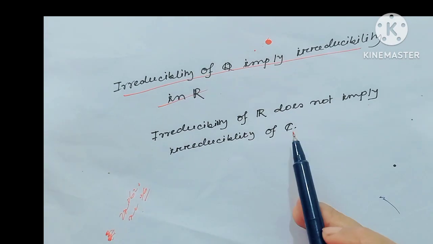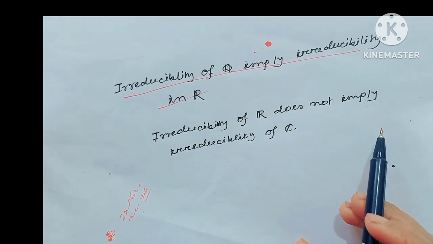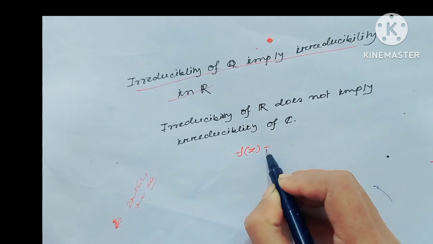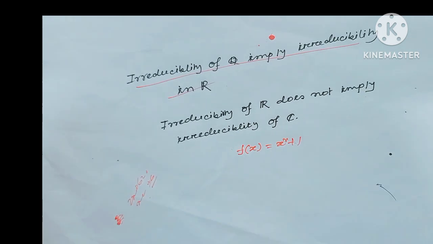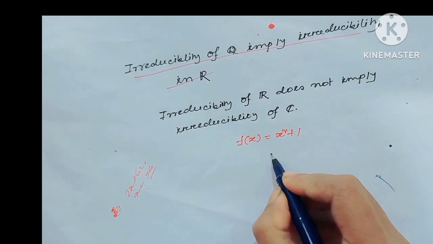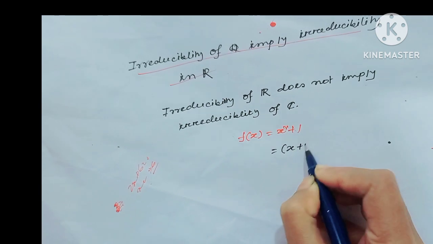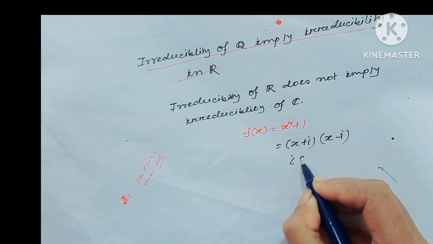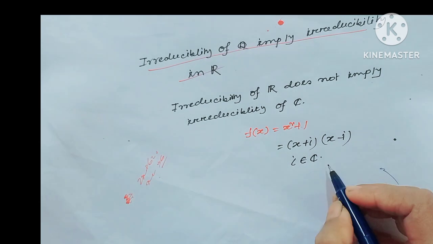Similarly, irreducibility over the real numbers does not always imply irreducibility over the complex numbers. As an example, consider f(x) equal to x² plus 1. We can write this as (x plus i) times (x minus i). Obviously, i belongs to the complex numbers.